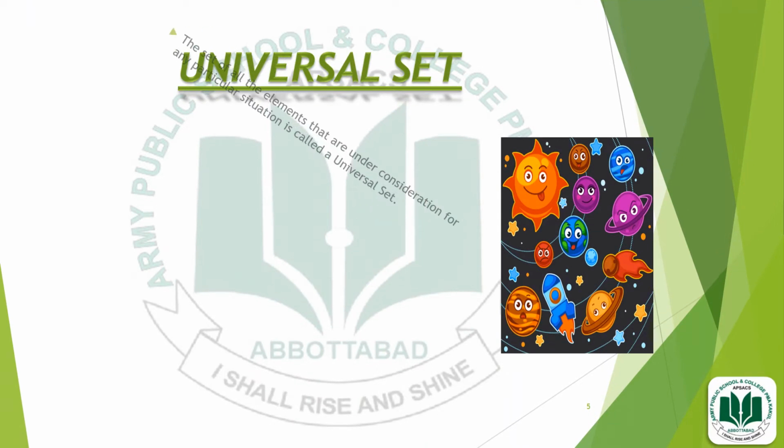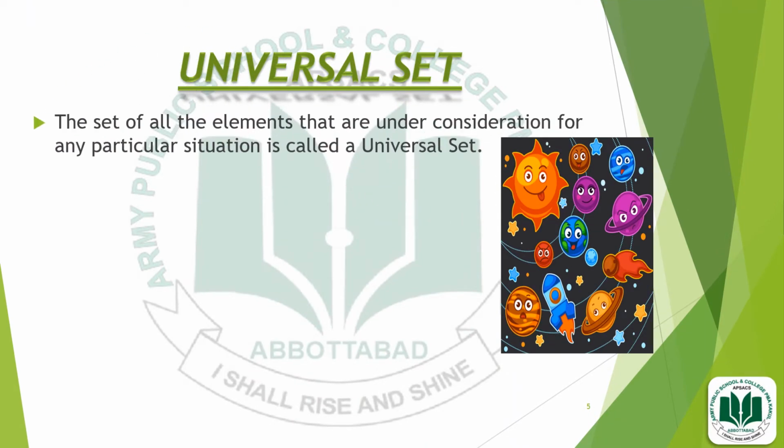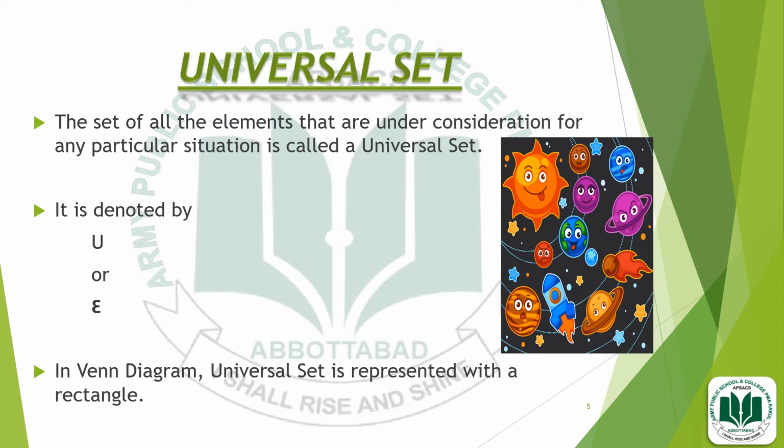Universal set. The set of all the elements that are under consideration for any particular situation is called a universal set. It is denoted by U or E. In Venn diagram, universal set is represented with a rectangle.